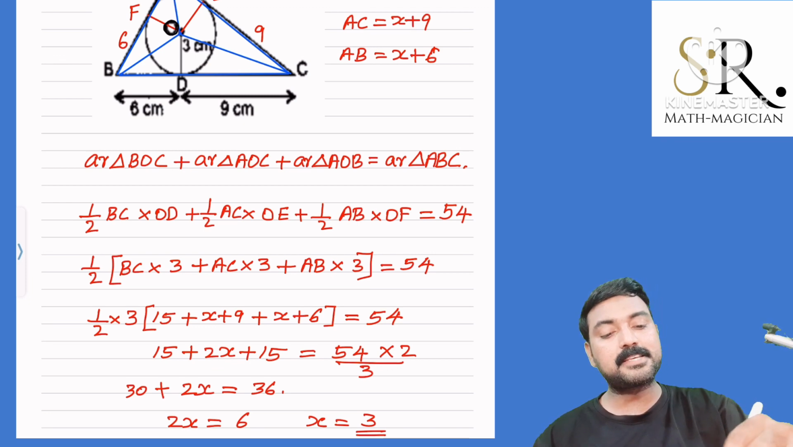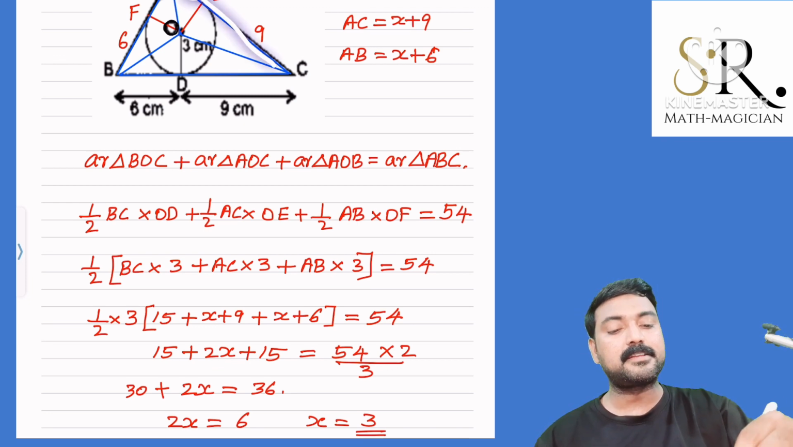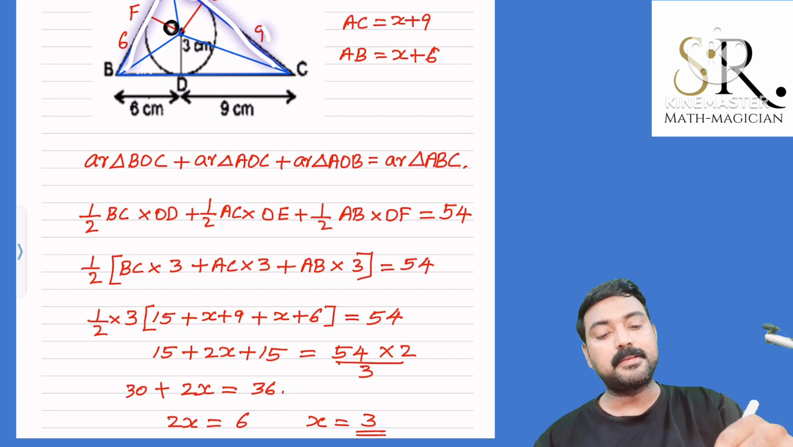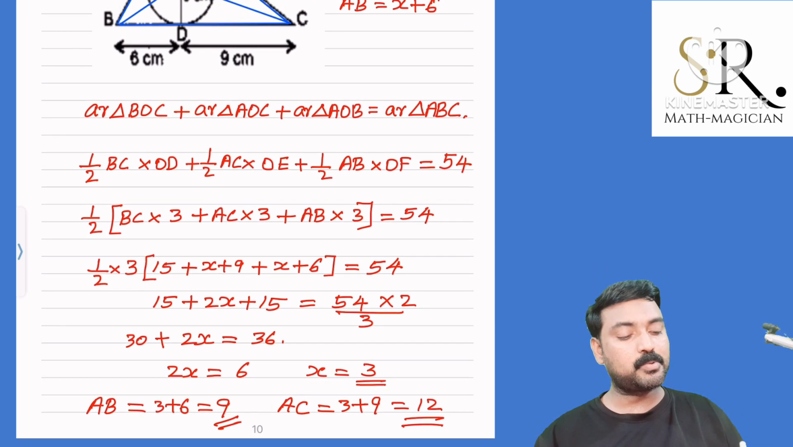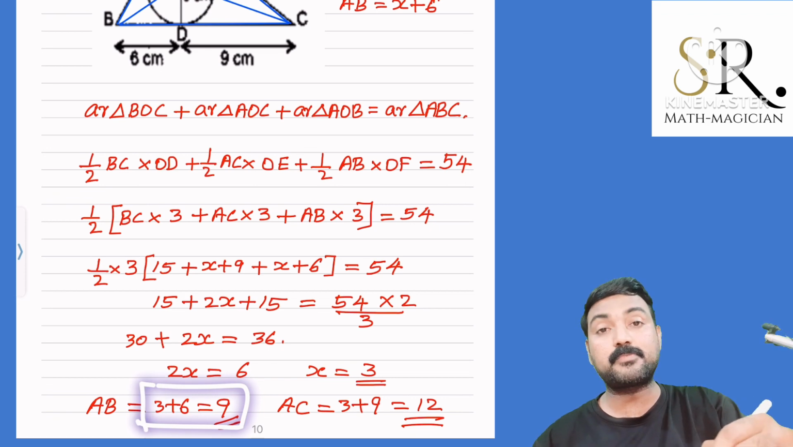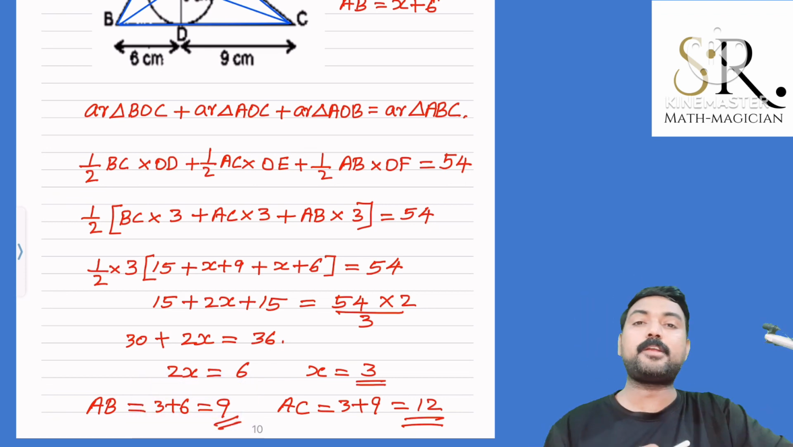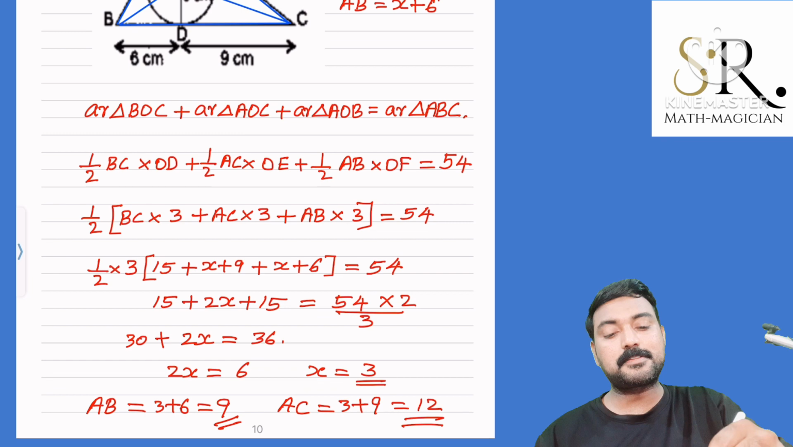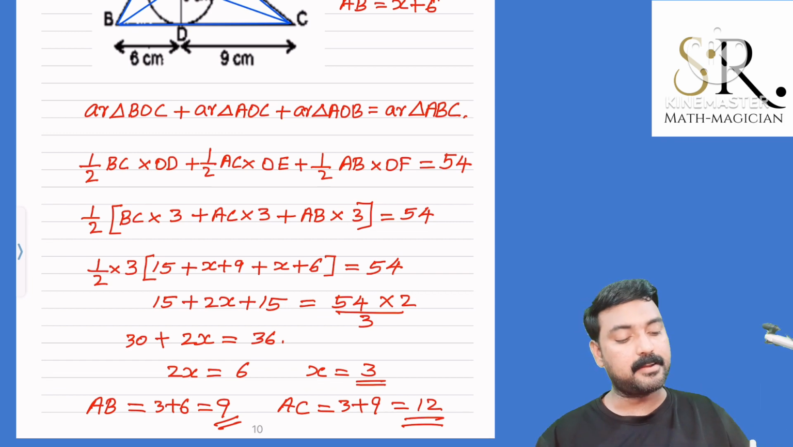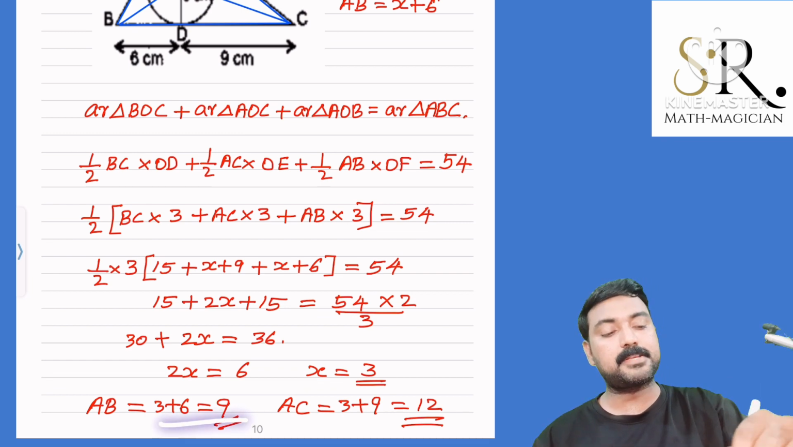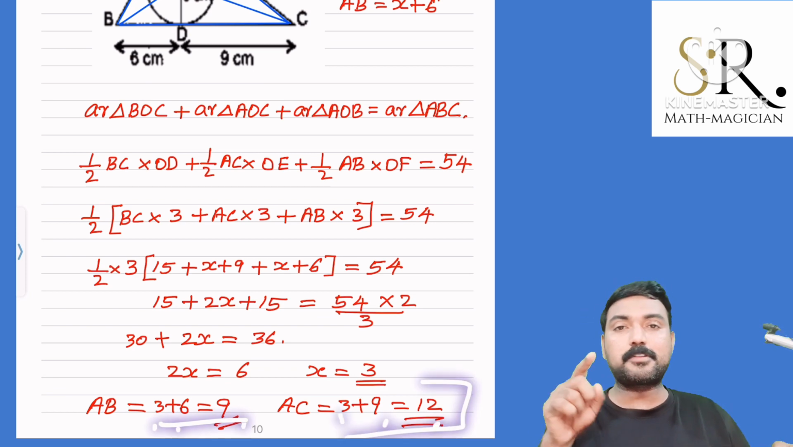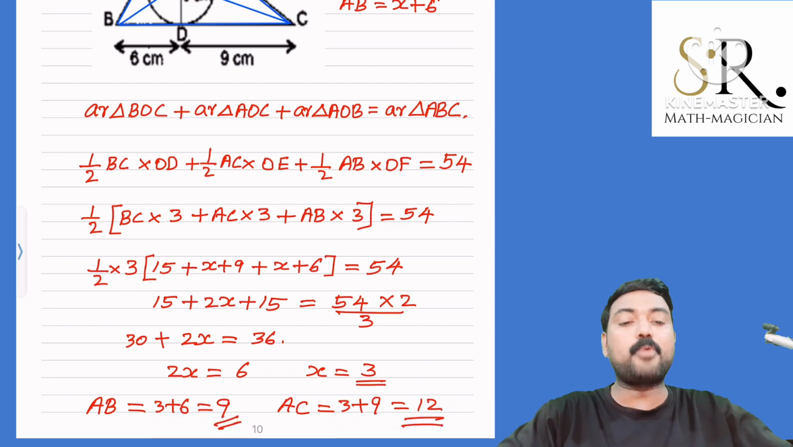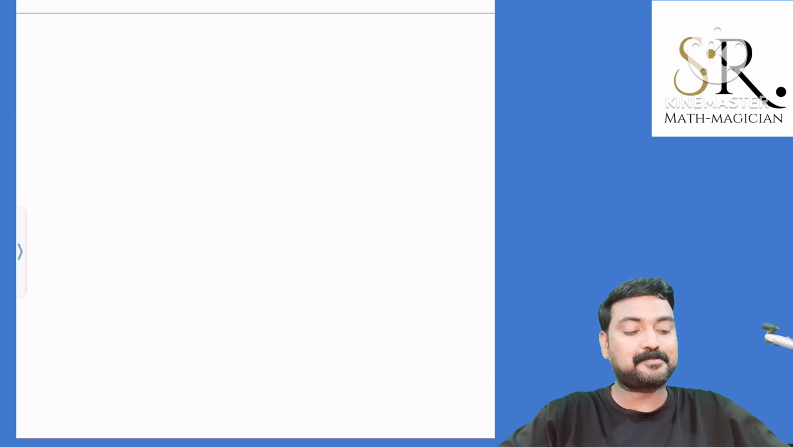If we know X is equal to 3, what is AC? 3 plus 9. What is AB? 3 plus 6. So we got the answer. AB is equal to 3 plus 6 because we got X is equal to 3. The value of X we got. So 3 plus 6 is 9. Similarly AC, 3 plus 9, is 12. So we got the lengths of the sides. Now we can move to another question.